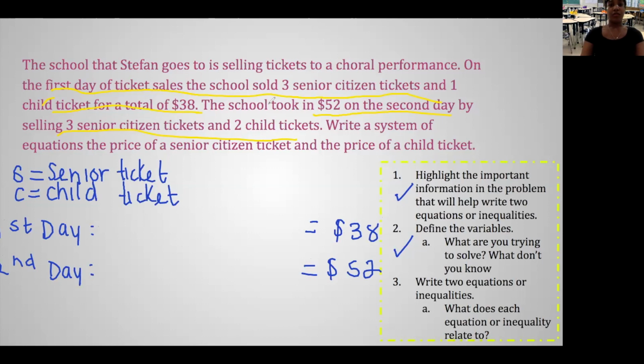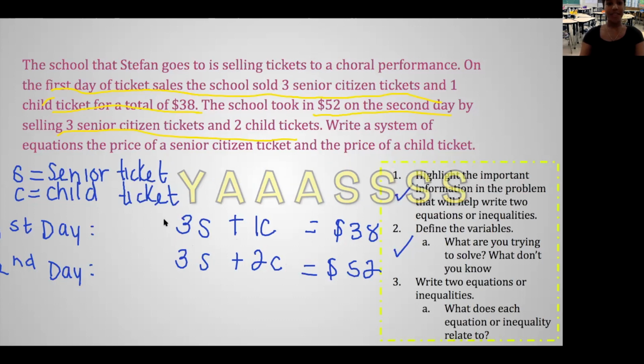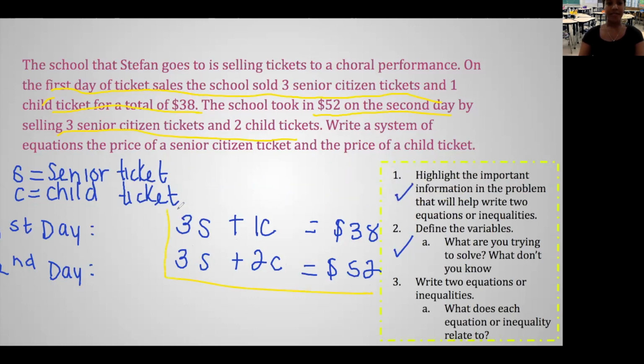And so the total on the first day was 3 senior citizen tickets. So that's 3 times the amount of 1 senior citizen ticket, so 3S. And a child ticket, just 1 child ticket, we could do 1C or just C, equals $38. And on the second day, they sold 3 senior tickets again and 2 child tickets. And that was $52. If you have that, pat yourself on the back. You just did another system.